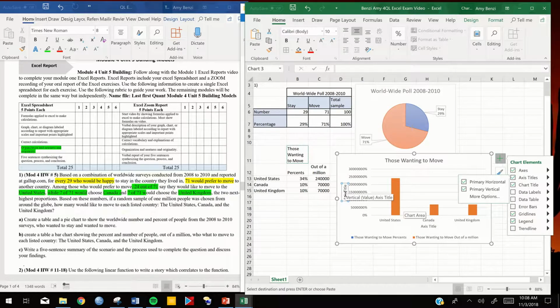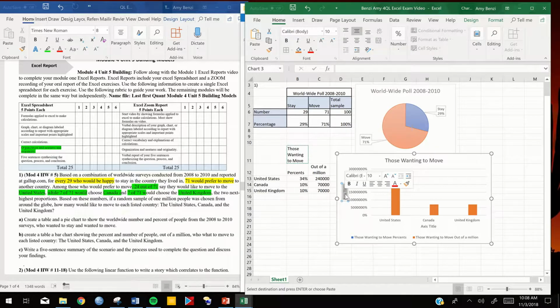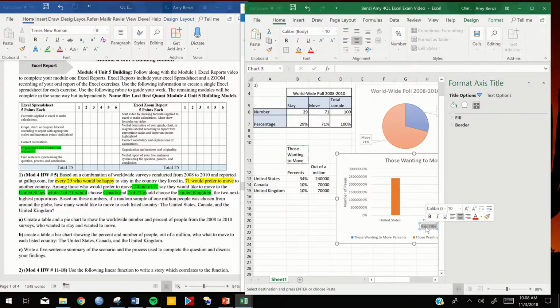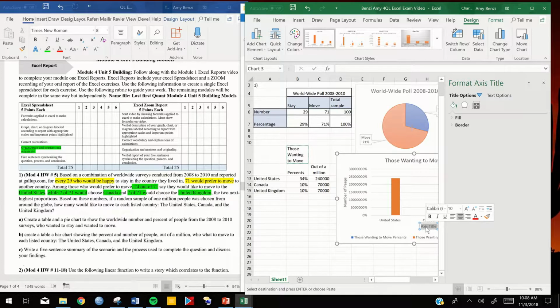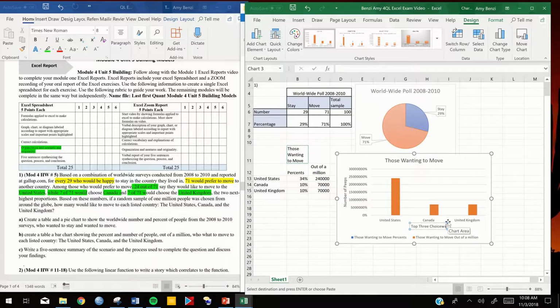All right, so over on this one, I have number of people. And down here, I have the top 3 choices. Can't see if I made a typo there. I felt it in my typing. Top 3 choices. All right, that looks pretty good. I like how my graph looks here.